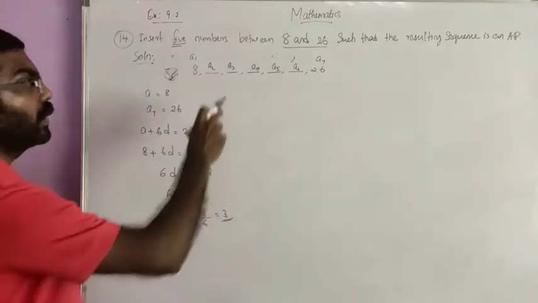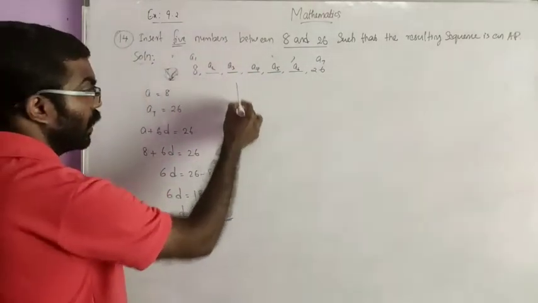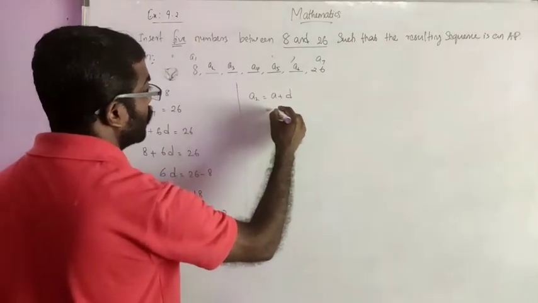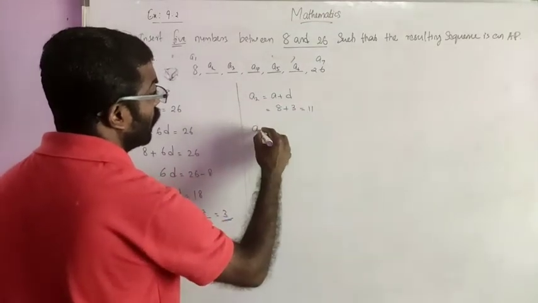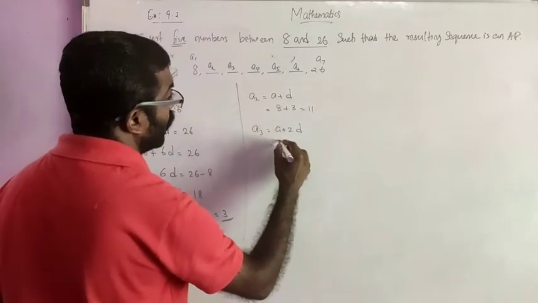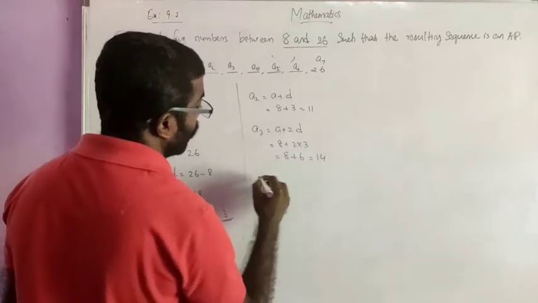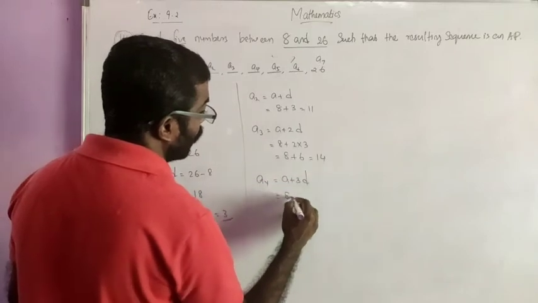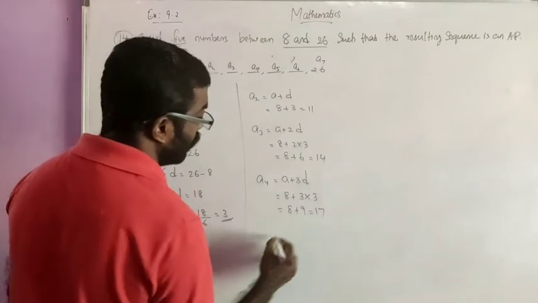Okay, now we can easily find the terms A2, A3, A4, A5 and A6. So here A2 is equal to A plus D, first term plus common difference. So 8 plus 3, which gives 11. And A3 is equal to A plus 2D. So 8 plus 2 into 3, 8 plus 6, which gives 14. Then A4 is equal to A plus 3D. That is 8 plus 3 into 3, 8 plus 9, which gives 17.